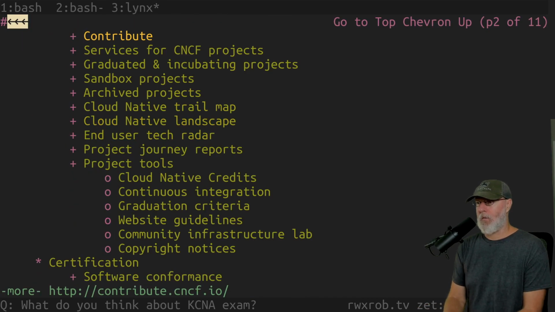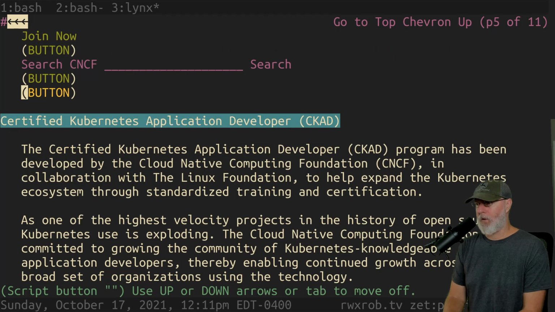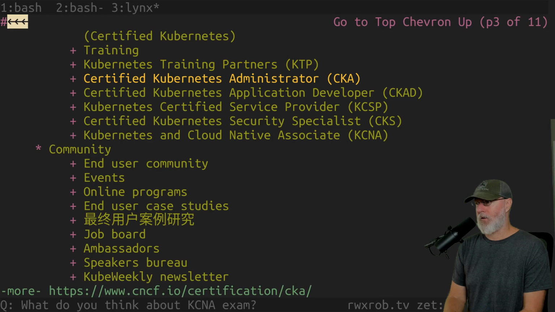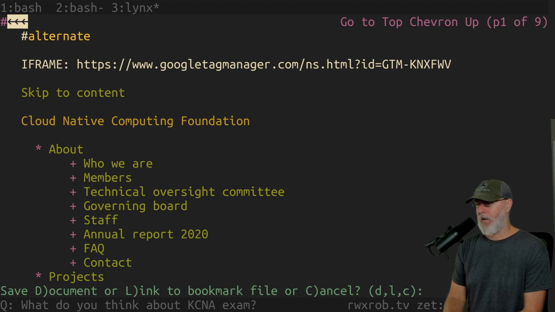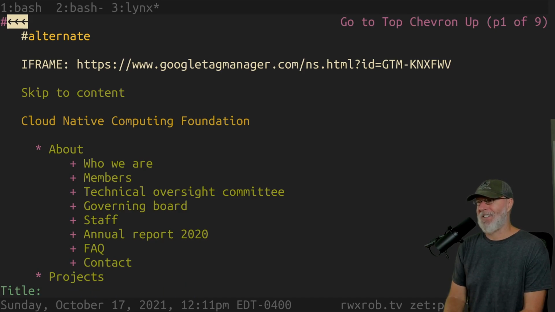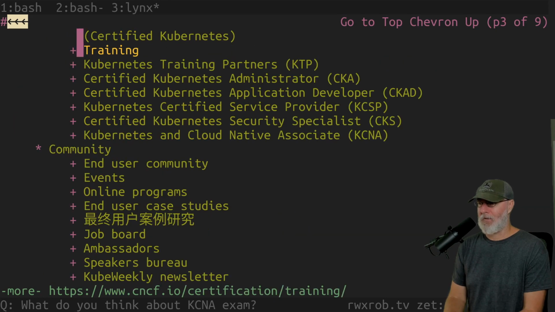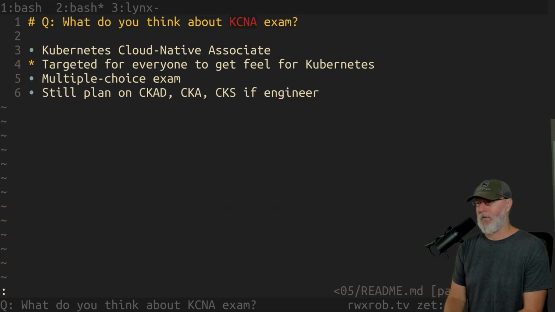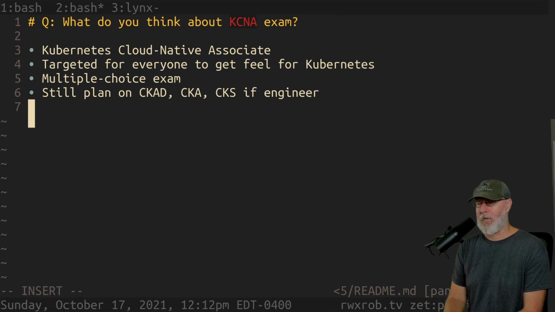I'm trying to find you the curriculum stuff here. So here we go, the CKAD. I don't think it's even listed here yet on the actual site. See, here we go: Kubernetes training partners, the CKA, the CKAD. Oh, they added it. Okay, the CKS, there it is. That's cool. Let me add that. Go to top chevron. No, that's not what I want. Why would I do that? This site is just not good. I don't like sites that are not text-based friendly. All right, here we go. This is actually the one, so I've got to do the document here. All right, give me a sec.